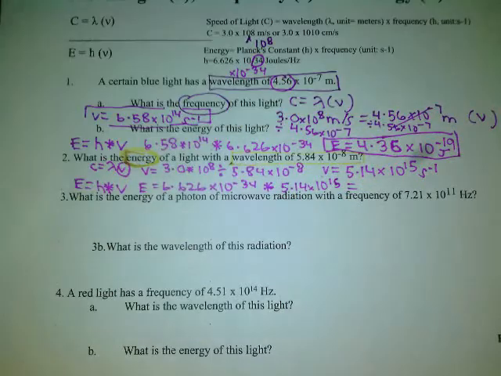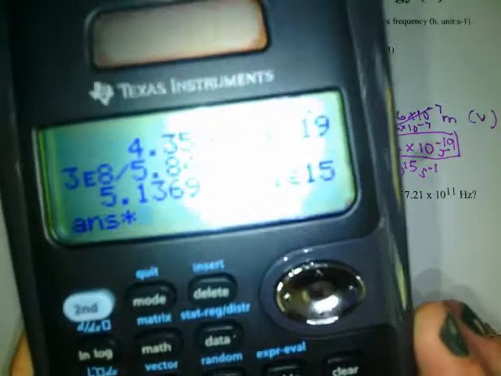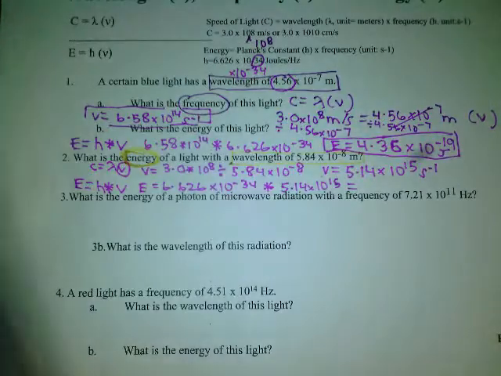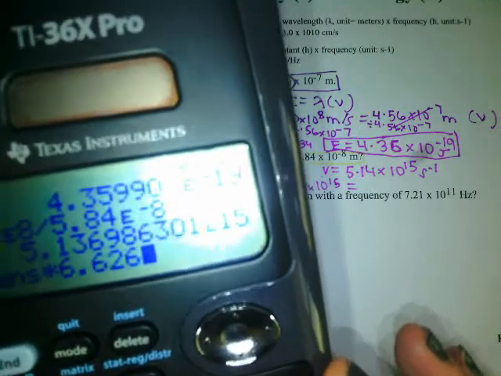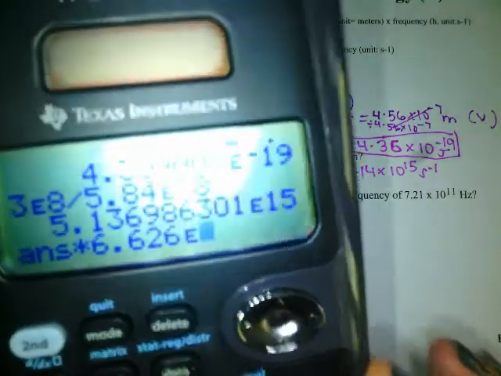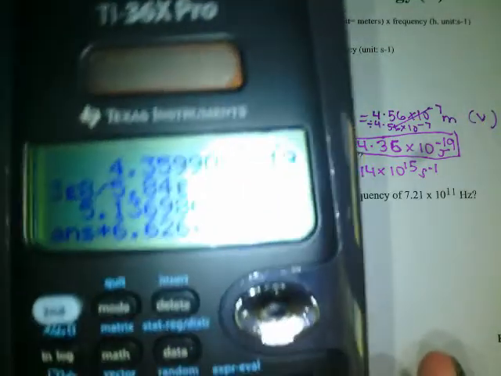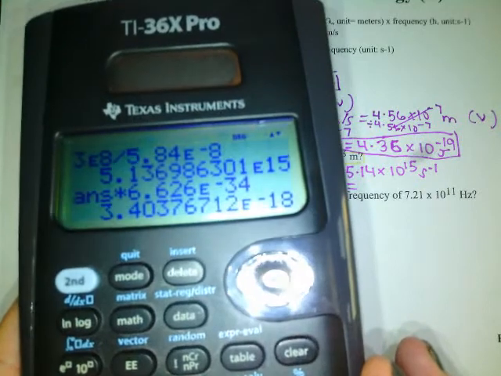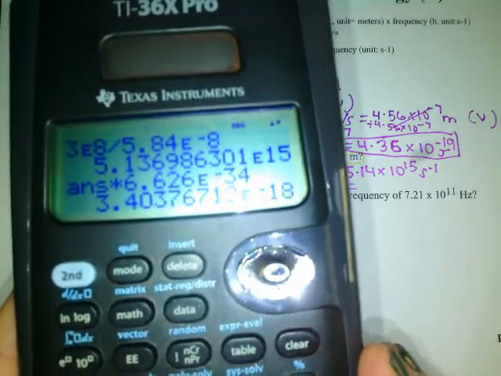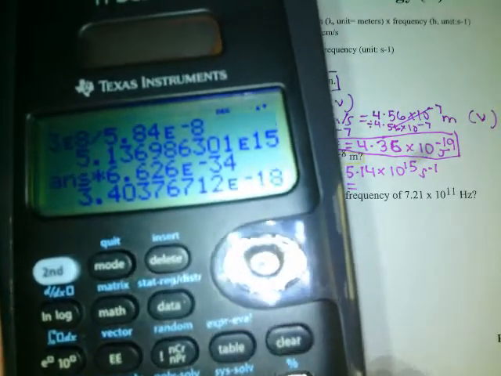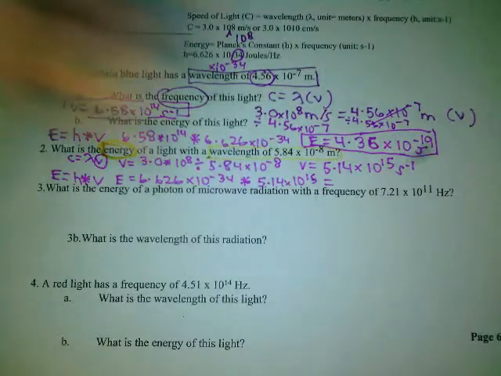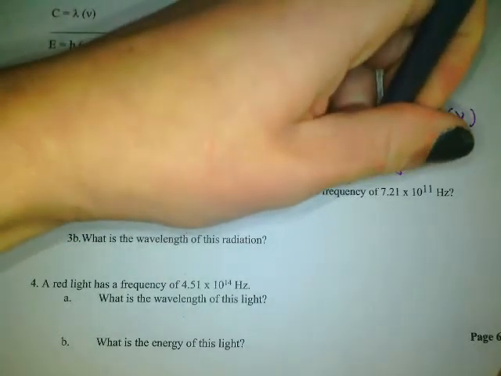6.626 EE key, -34, and I'm going to hit enter. There it is. It is with 3 sig figs. I'm going to say it is 3.40 times 10 to the -18. So 3.40 times 10 to the -18. And again, don't forget your units. My units for energy is joules. I'm going to box my answer. Alright.